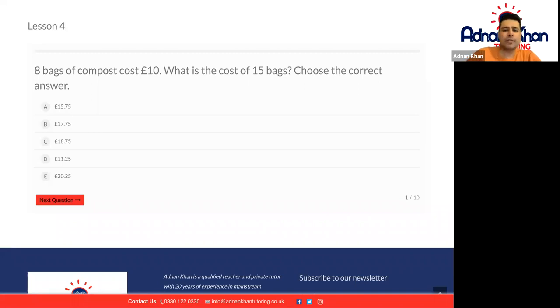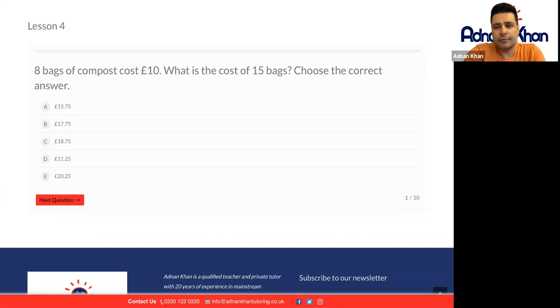Let's go through the first question together. 8 bags of compost cost £10. What is the cost of 15 bags? So the best thing to do here is to find out the cost of 1 bag of compost. So let's just work this out.